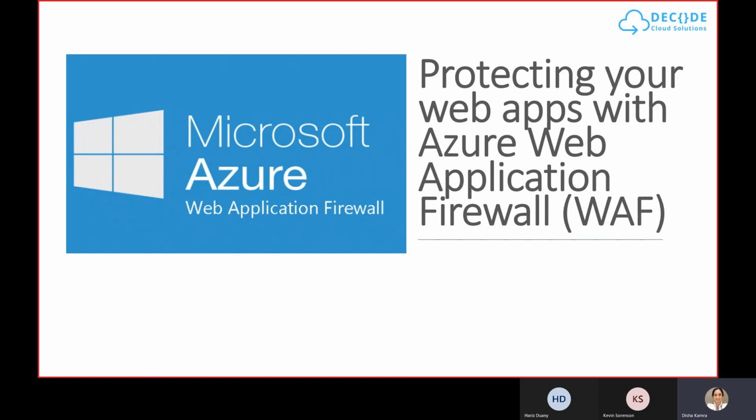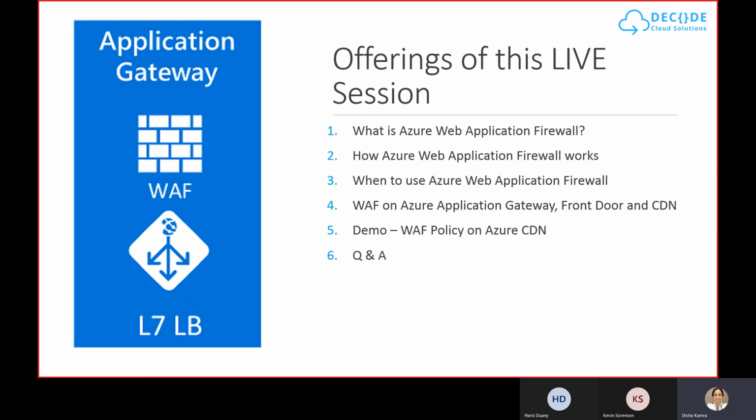So what we are going to cover today... I haven't seen that even Microsoft has given a session on protecting your web apps with Azure Web Application Firewall. So I thought of starting with some of the beginner concepts where people are lacking: what is Azure Web Application Firewall, how it works, and when it has to be used. When we talk about WAF, which is Web Application Firewall, there are three places to apply the policy: on the Azure Application Gateway, using Front Door, or using the CDN. I'm going to show you a demonstration of an Azure Web Application Firewall policy on Azure CDN using the Azure portal. So let's get started.